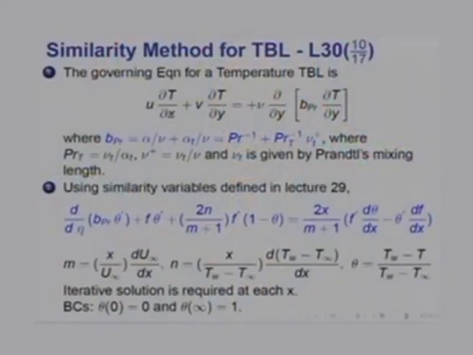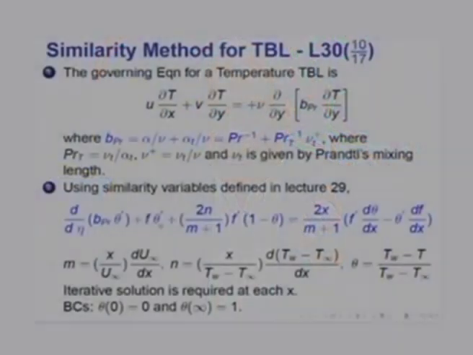The governing equation for the temperature boundary layer would read as u dT/dx plus v dT/dy equal to d/dy of nu times b Prandtl dT/dy, where b Prandtl is alpha by nu and alpha t by nu, which is Prandtl raised to minus 1 plus Prandtl t raised to minus 1 into nu t plus. And nu t plus, as you will remember, is nothing but nu t by nu, and nu t would be given by Prandtl's mixing length as a function of y, the distance from the wall.